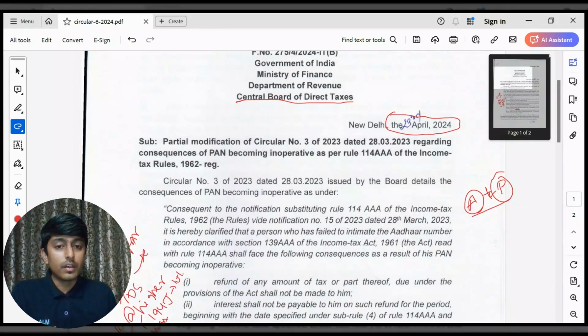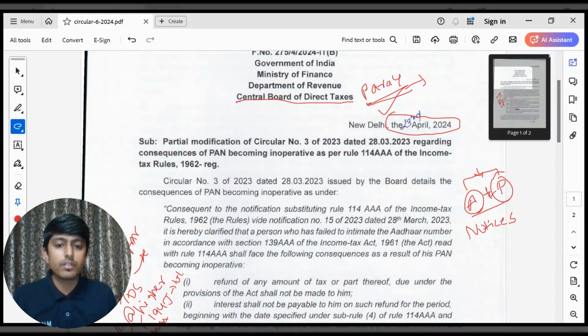Now, when this came to the limelight, many of the assessees started getting notices from the department stating that they have not complied. However, they did not have any evidence, nor any methodology of verifying whether the Aadhaar and the PAN card of the deductee had been linked or not. CBDT understood this, and on 23rd of April 2024, they came up with this particular circular. Now, you can just remember this: para 4 of this circular is going to give the relief.